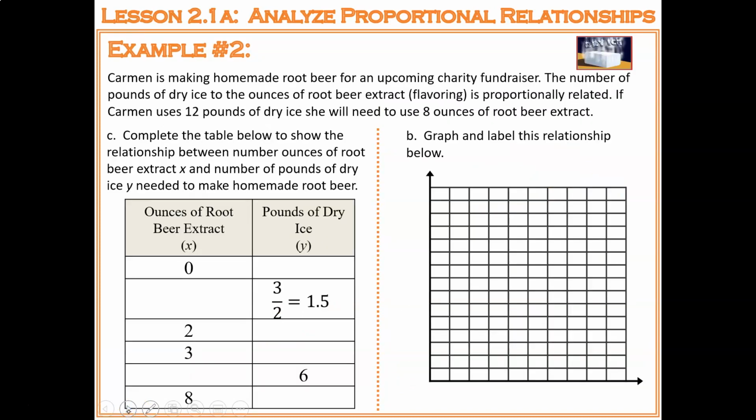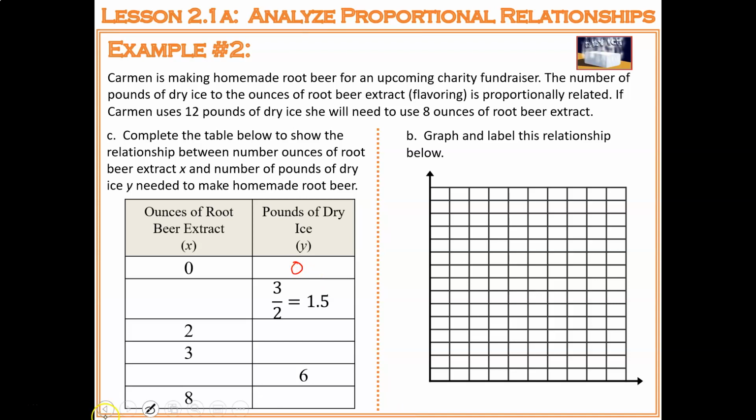All right, so now let's look at part C. Let's make a table. It says complete the table below to show the relationship between number of ounces of root beer. So we're making that X, the extract, and the pounds of dry ice is Y. So if you don't need any root beer extract, then you don't need any dry ice.